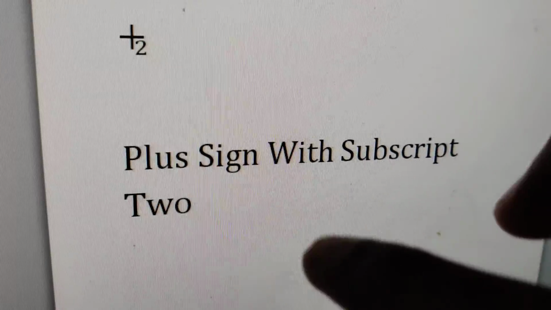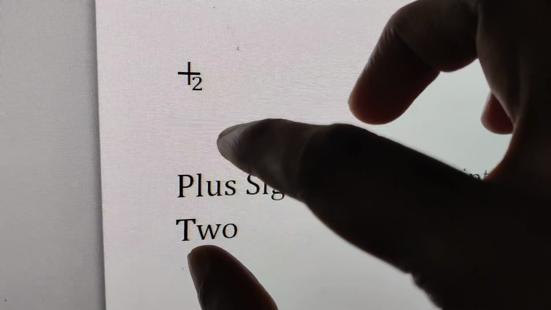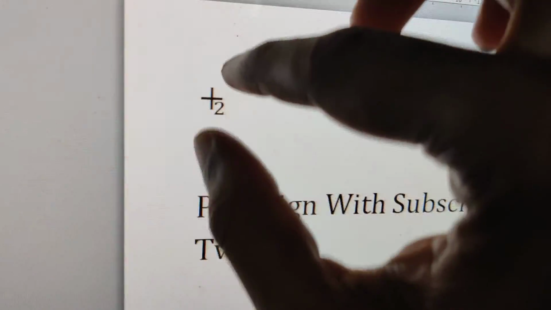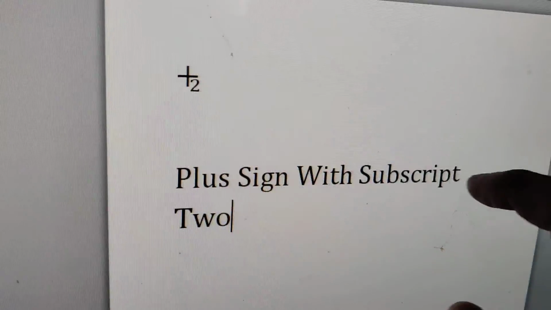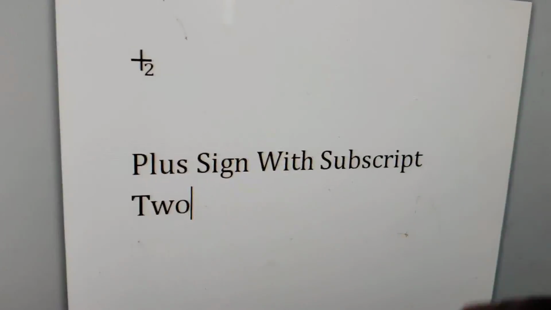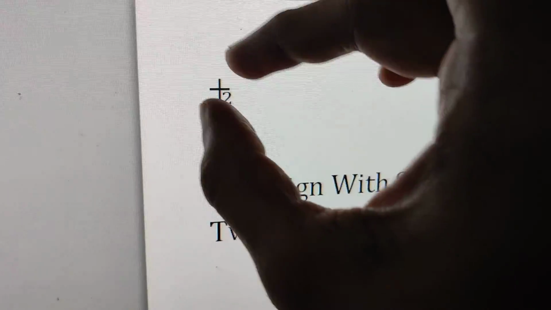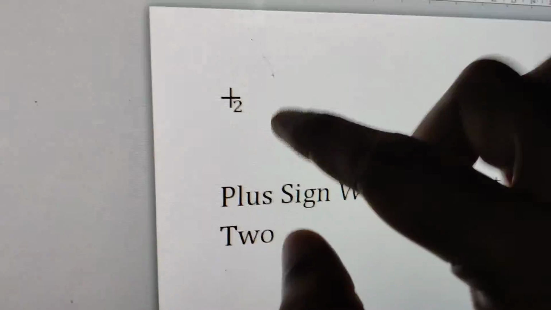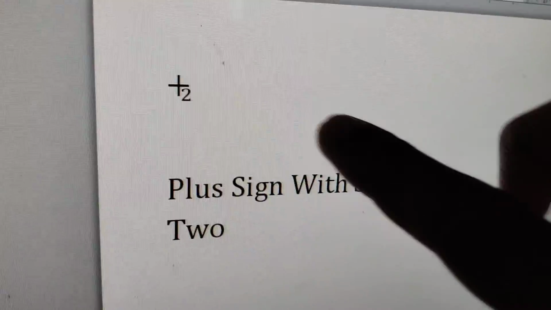In your Windows computer, if you are using Microsoft Word or PowerPoint, you can see here this is the plus sign, and you can see a 2 is written here. That is the plus sign with the subscript 2. So how to create this symbol in your Windows computer is the topic that we are going to discuss in this video. So how to create this sign, that is a plus sign with the subscript 2.